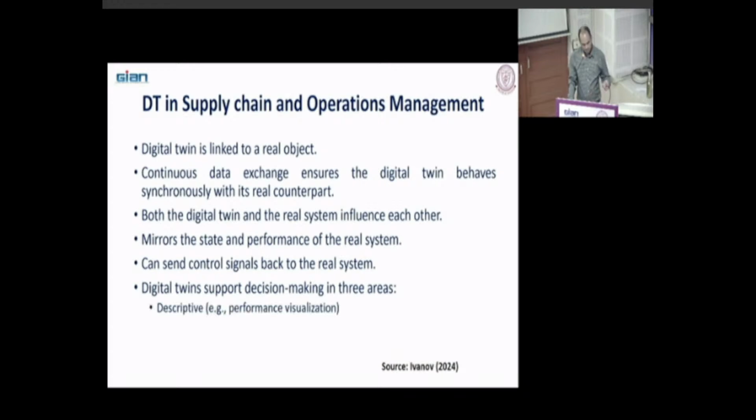We already talked about descriptive, which means performance visualization: what happened in the past, and why it happened, what is the reason behind that high demand or high orders or high sales. Predictive is demand forecasting. You can do demand forecasting and predict the future. And then prescriptive is supply chain recovery, simulation and optimization.